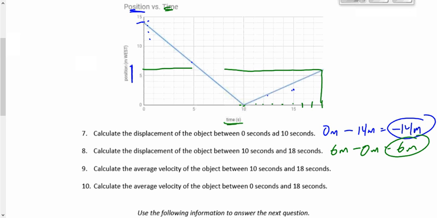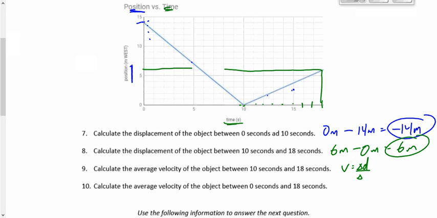Average velocity is always found the same way. Goes back to day 2, Physics 20. Average velocity or constant velocity: the total displacement over the total time.